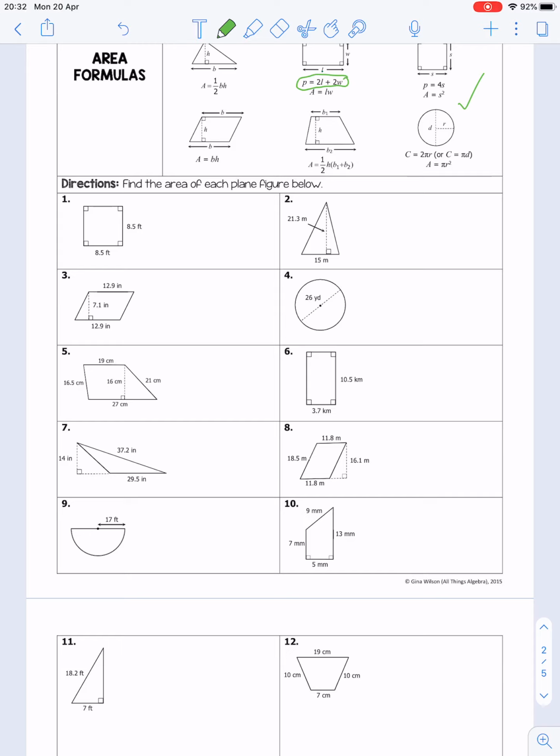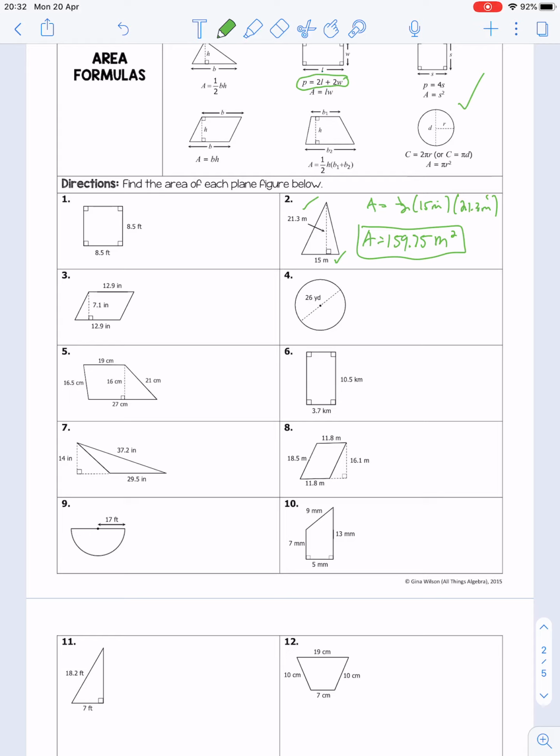All right, so number 2, that's a triangle. We need the base and the height. We have it pretty easily. 1/2. Here's our base, 15 meters, and our height, 21.3 meters. How do we know it's the height? Because it's perpendicular to the base, and it goes to the other side of the triangle, the vertex in this case. And when we multiply that together, we get A, meters times meters, meters squared. 1/2 times 15 times 21.3 gives us 159.75. There we go.